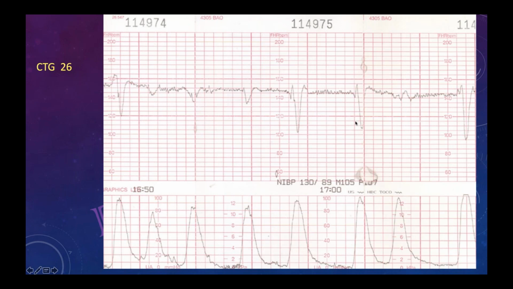Yes, they vary in shape and size. Yes, I showed that, ma'am. Variable decelerations, yes. And the variability is around 3 to 5. This is 60. So variability is also decreased. So there are 2 non-reassuring features. So it becomes suspicious and pathological.